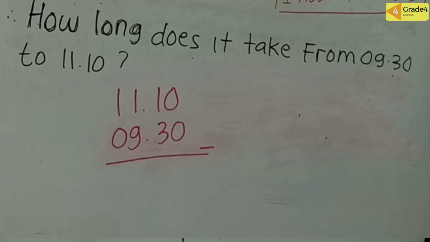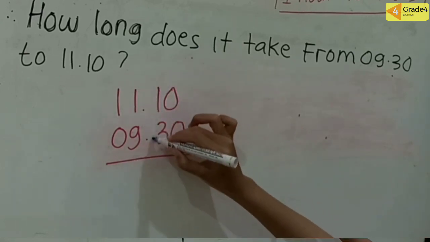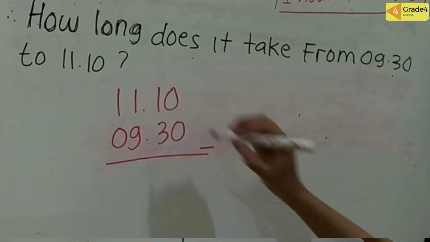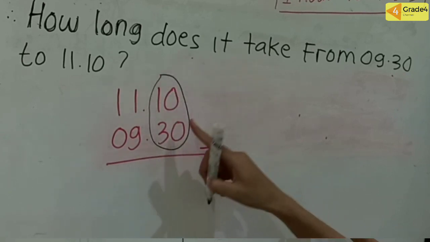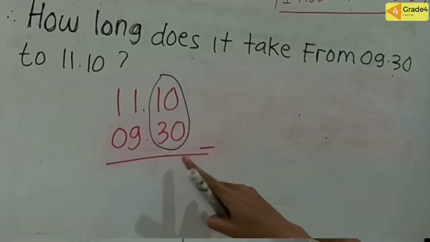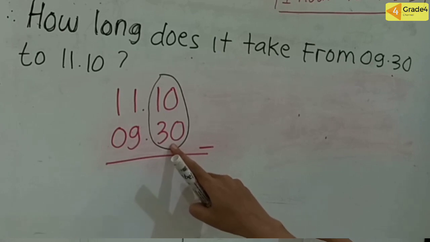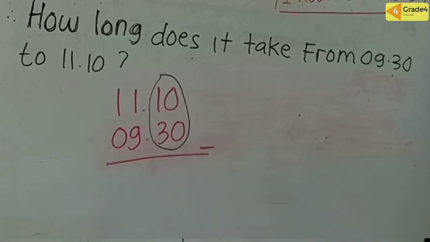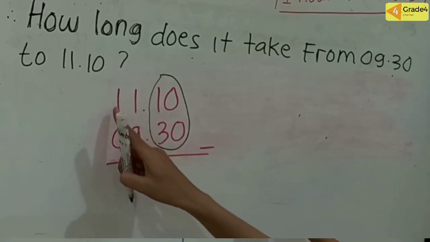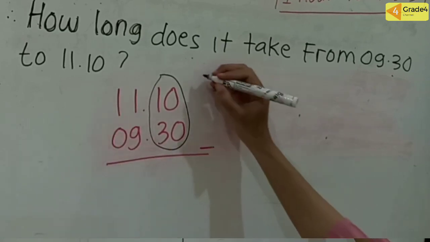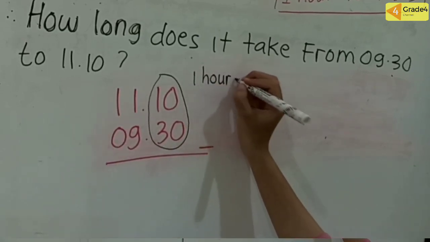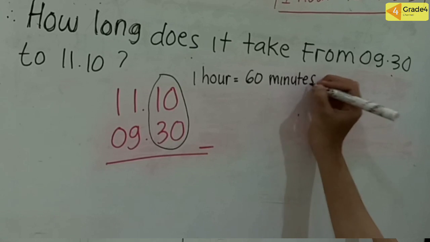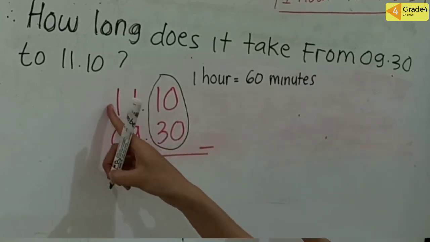Then we can see from the minutes place, we have 10 minus 30, it cannot. 10 minutes minus 30 minutes, it cannot. So we can borrow from the hour. 1 hour is 60 minutes. So we can borrow from here.